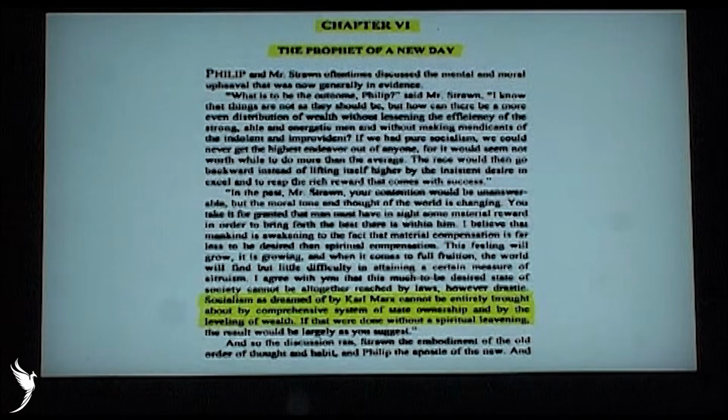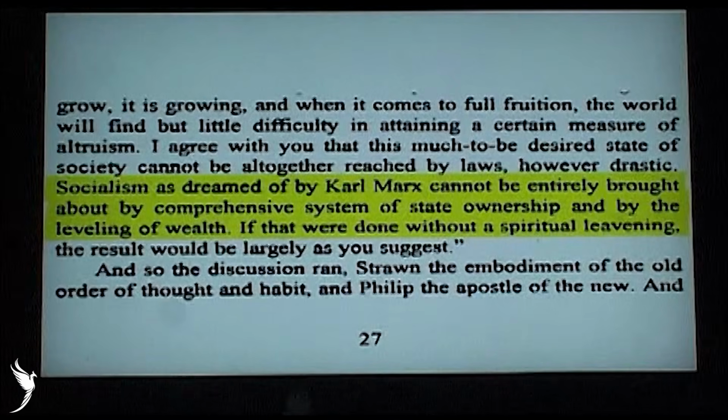And here, in this chapter, he was talking about socialism. Socialism as dreamed of by Karl Marx, he said, cannot be entirely brought about by a comprehensive system of state ownership and by the leveling of wealth. If that were done without spiritual leveling, the result would be largely as you suggest. So there has to be some kind of a spiritual matrix added into this communism.